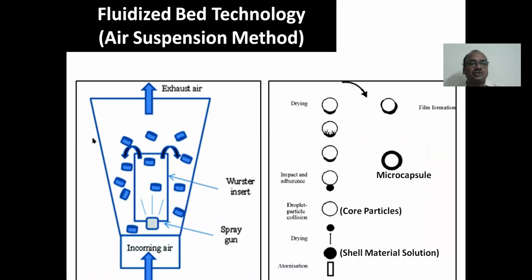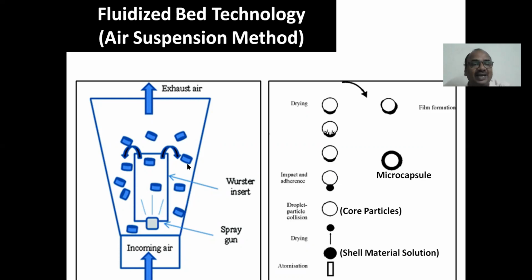Okay, right. So here you can see incoming air. Here we are pumping the air. Here you have perforated plates. This plate has small holes, and through the small holes you are pumping the air. And you are spraying the shell material here. See here, the spraying gun, shell material.